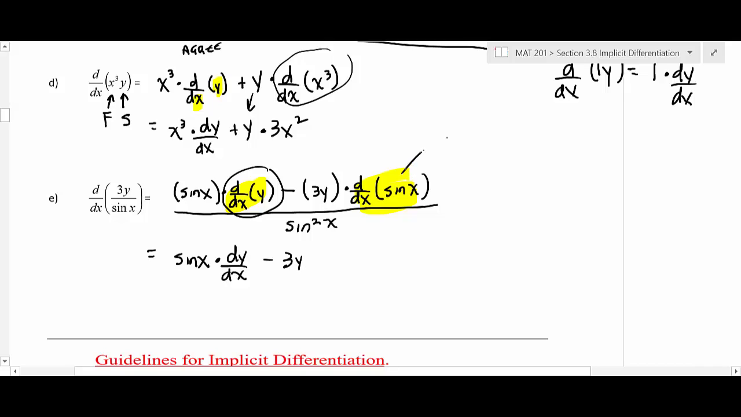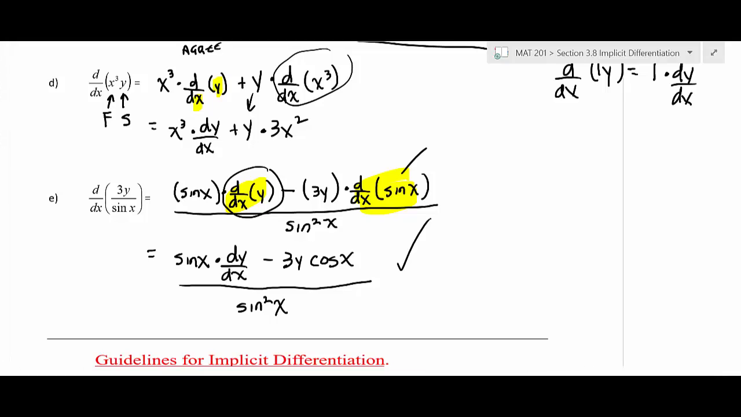3y, what's the derivative of sine x? Variables agree, so what's that? Cosine of x, good. So that's 3y cosine of x, and then that's all over sine squared x like that, and that's it. Okay? And what we're trying to do is prepare for the next thing I'm showing you.